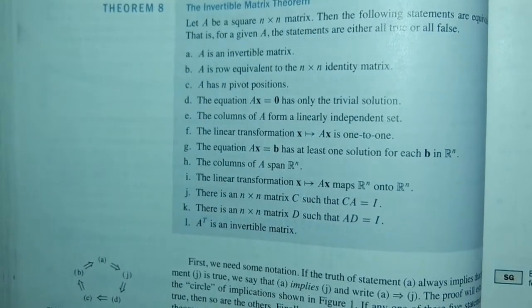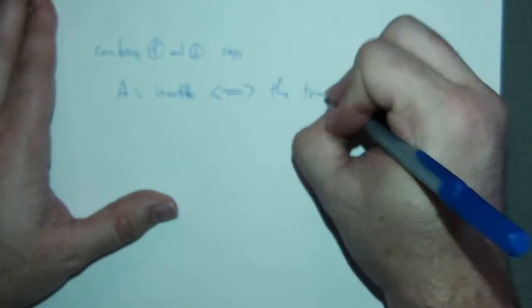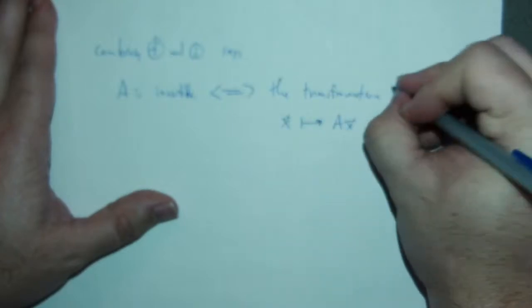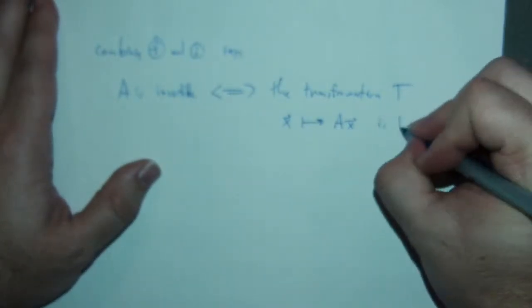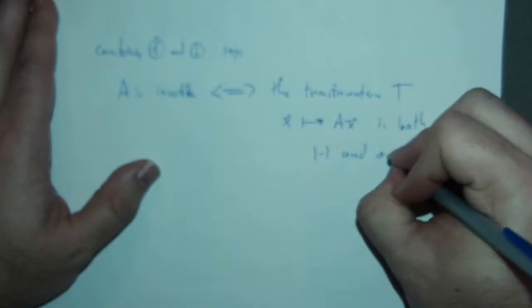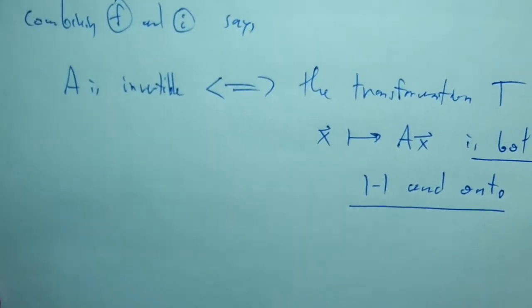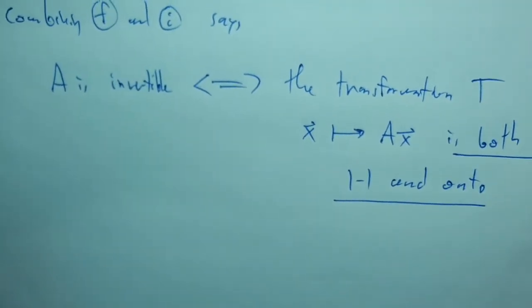which also tells you that the linear transformation that has A as its standard matrix is onto. So combining F and I tells you what? Before I move on, combining F and I says A is invertible if and only if the transformation T that sends a vector x to Ax is both 1-to-1 and onto. Combining F and I says that A is invertible if and only if the transformation T is both 1-to-1 and onto. That is one of the things that is said by this long list.